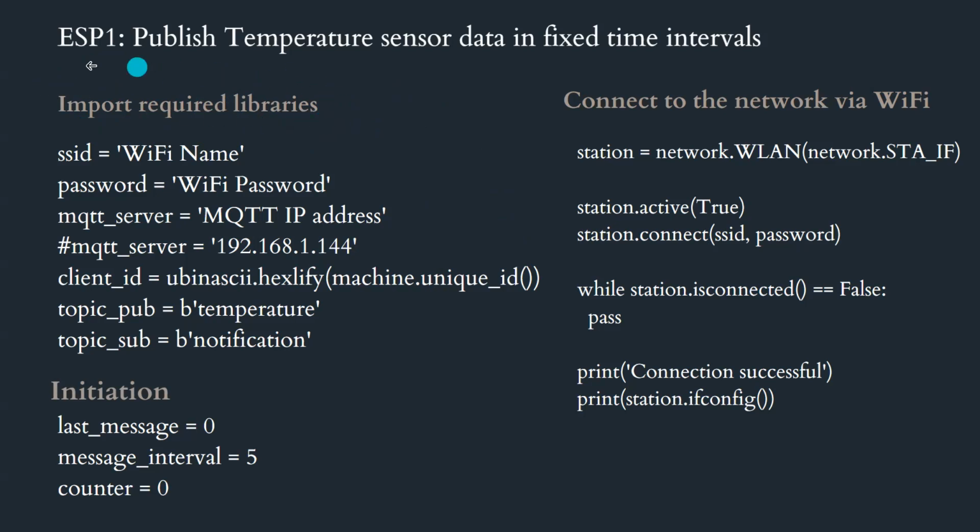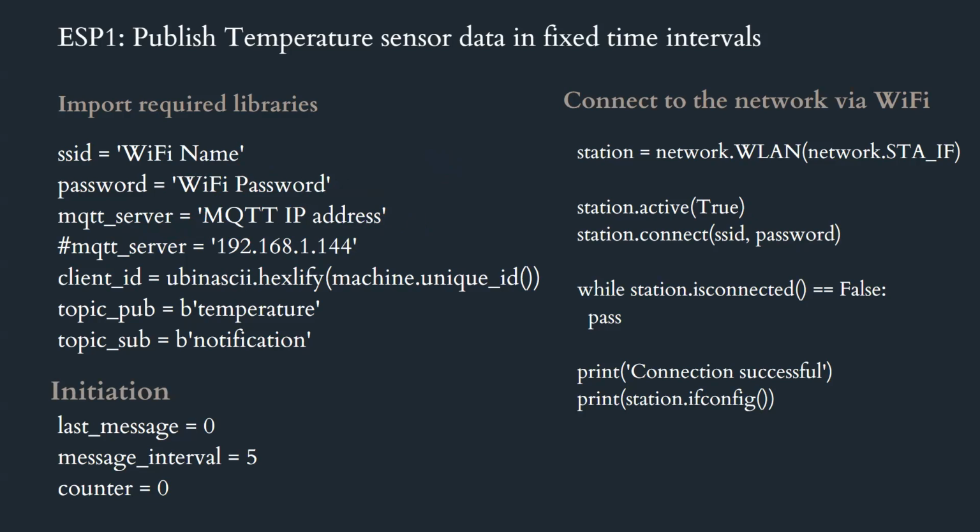Once you have imported the necessary libraries, we can then define what Wi-Fi these devices are getting connected to. We need to give the Wi-Fi name and Wi-Fi password. And then the MQTT server. Under this parameter, you need to define the IP address of the MQTT server.